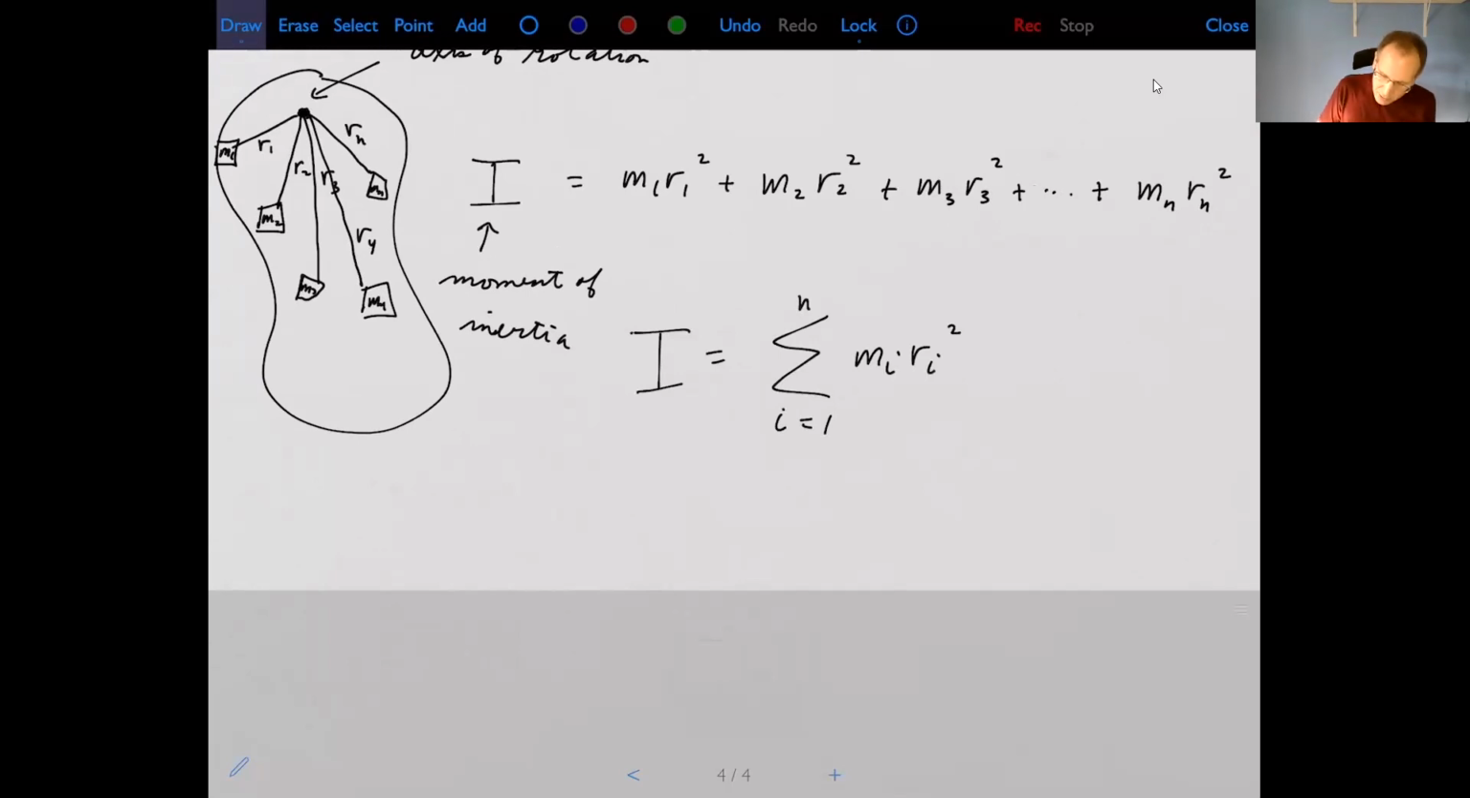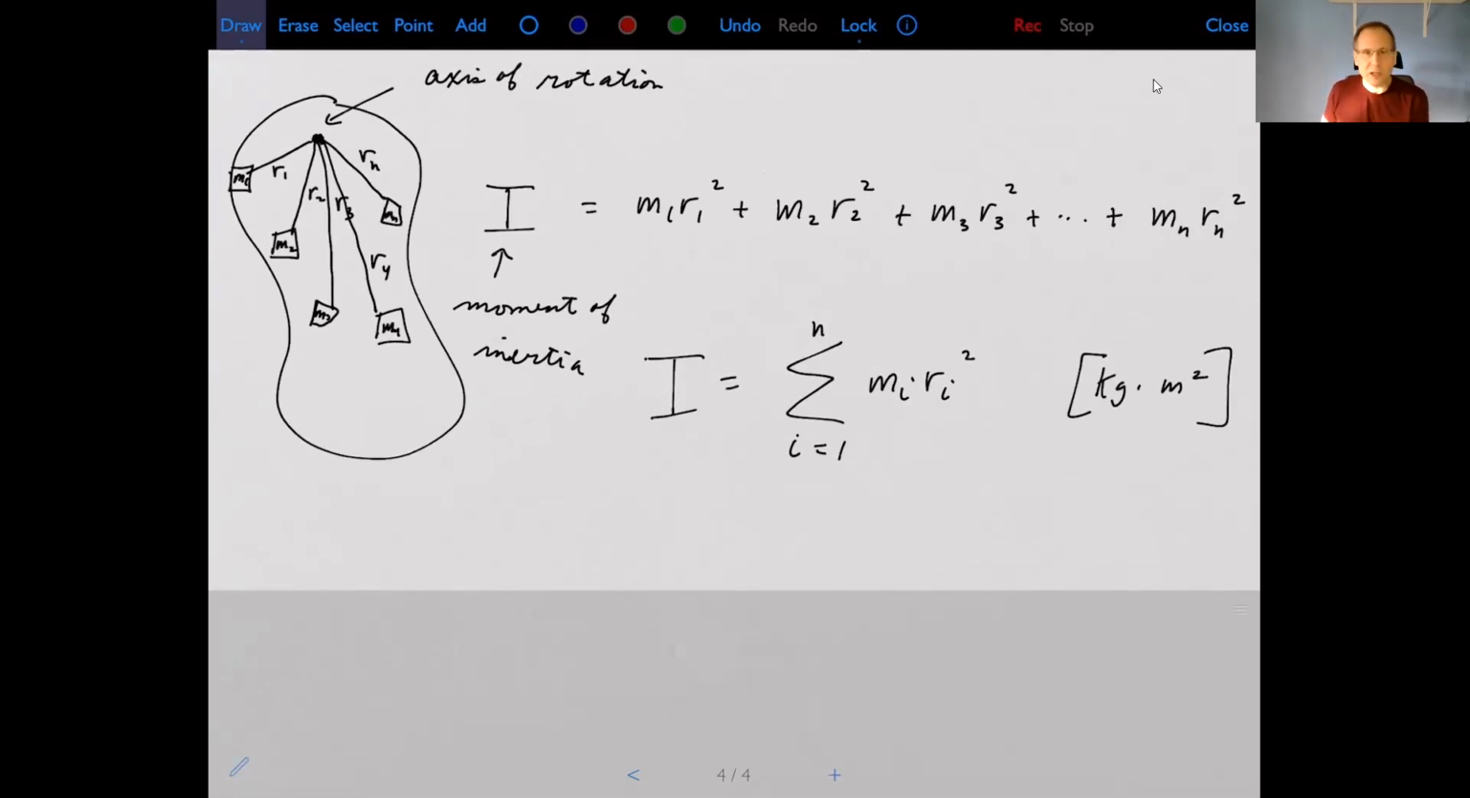Okay, and then it has units, right? The moment of inertia has units. Since it's a mass times the radius squared, it's going to be kilograms times meters squared. So the moment of inertia depends on the distribution of the mass about the point of rotation. Okay, so it depends on the distribution of the mass about the point of rotation.